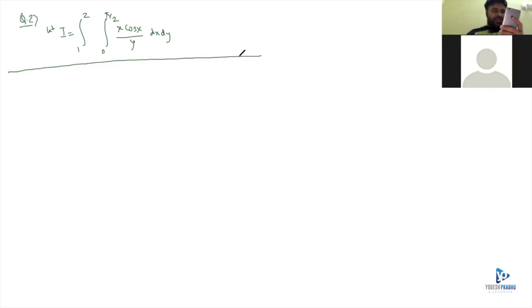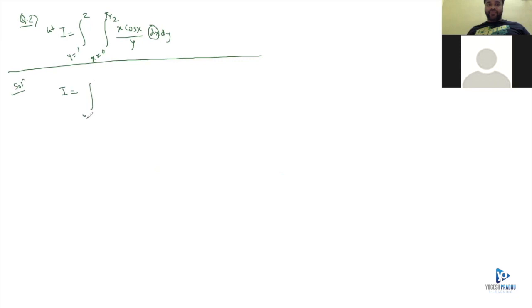Okay. Integral 1 to 2, integral 0 to pi over 2, x cosine x over y, dx dy. So now let's just assume this as I and we solve this. So the dx simply means the limits of x are these. And dy outside means limits of y are these. Okay, so now let's separate them and write down.